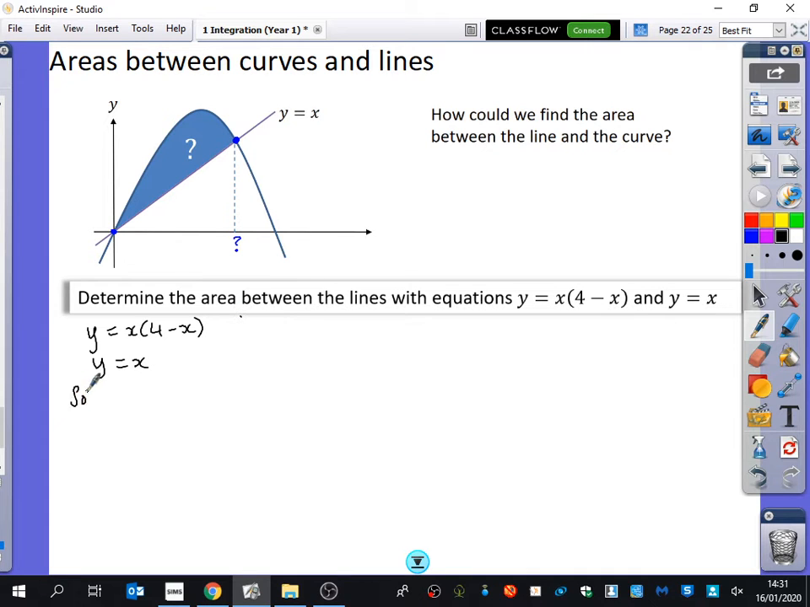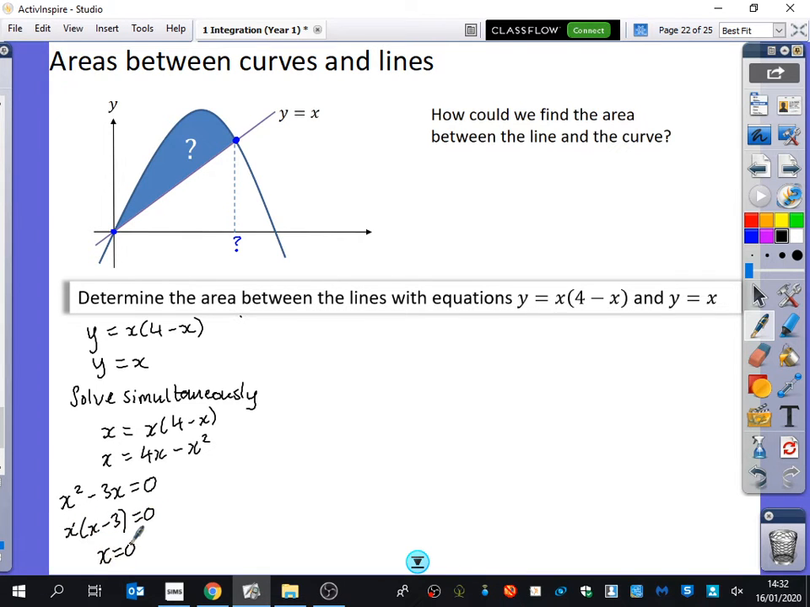So to solve them simultaneously, we can just make them equal to each other. So x equals x(4 minus x). So x equals 4x minus x squared. Rearrange this, I'll put it all on one side. We get x squared minus 3x equals 0. What's the best way of solving that? Oh, come on. Factorise: x(x minus 3). So x is 0 and x is 3.